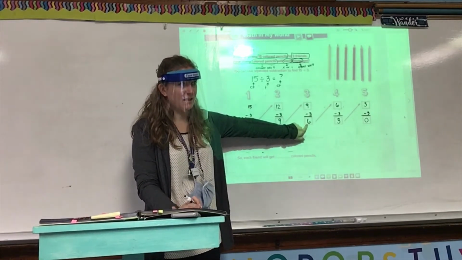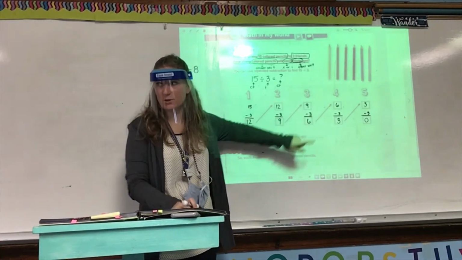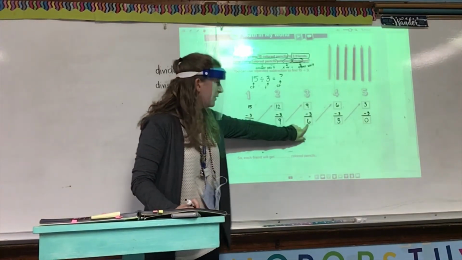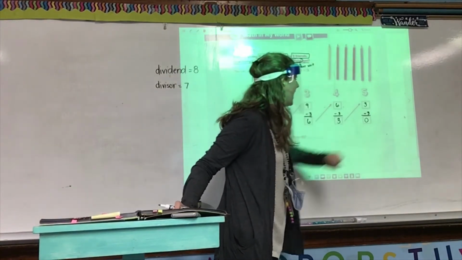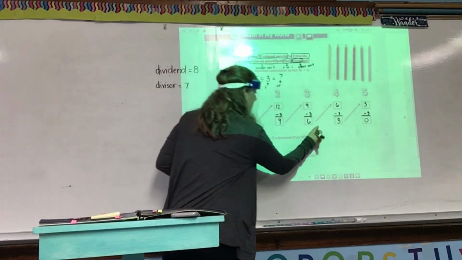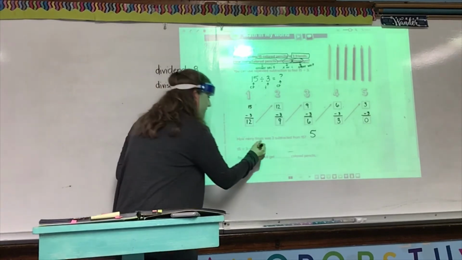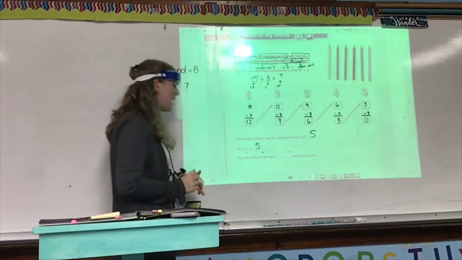Helen is the only one counting with me, but there are 10 people in this classroom. Let's start again. 1, 2, 3, 4, 5. That means we subtracted 3 from 15 5 times, which means 15 divided by 3 is 5.